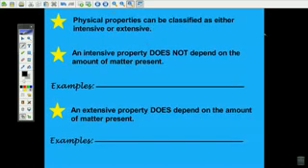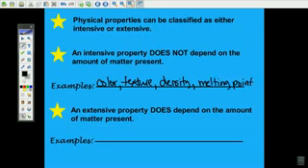Physical properties can be classified as either intensive or extensive. An intensive property does not depend on the amount of matter that is present. So it doesn't matter how much of something I have, its color will be the same. Its texture will be the same. Its density will be the same. Its melting point will still be the same. So melting point, boiling point, the phase of matter that it's in, if it's a solid, liquid, gas, that doesn't depend on how much I have.